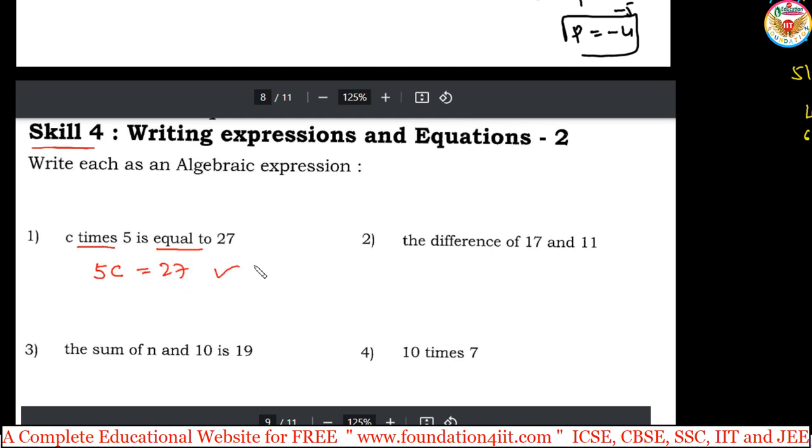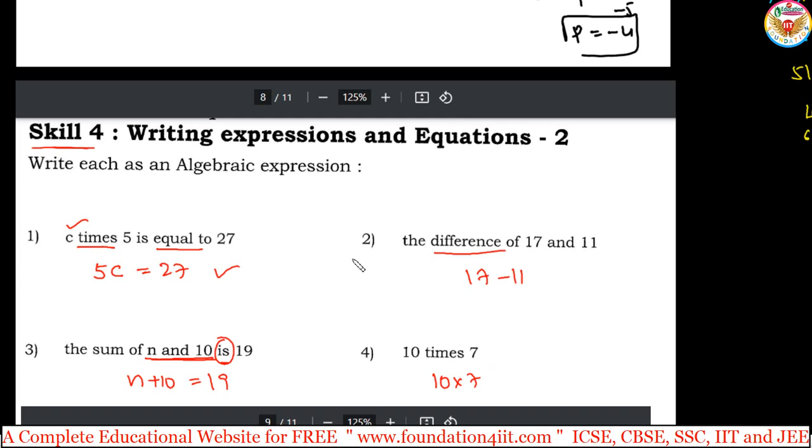So this is an algebraic expression. This is the statement: the difference of 17 and 11. Difference means subtraction, so 17 minus 11. Next, the sum of n and 10. Sum of n and 10, that is n plus 10, is equal to 19. If you observe words like 'is' or 'was', in those cases you can keep the equal symbol. 10 times 7, that is 10 into 7.